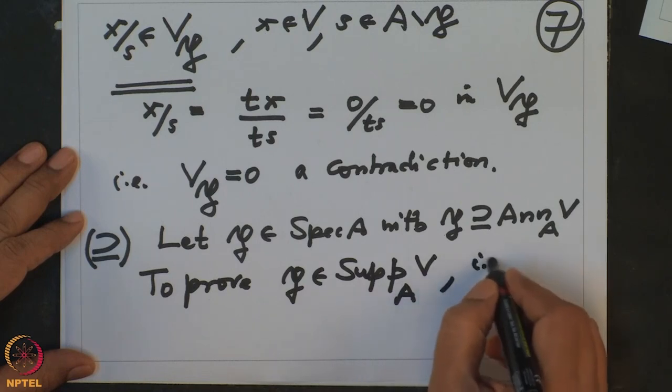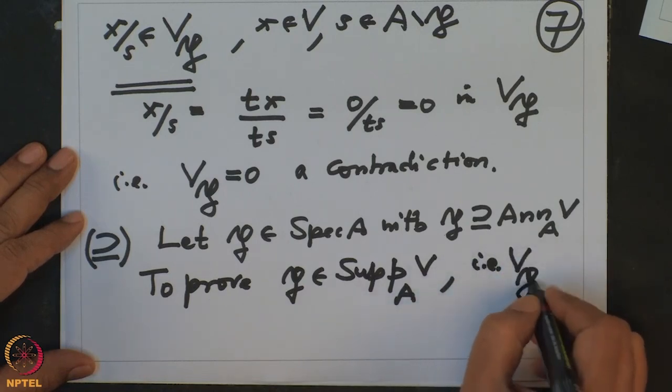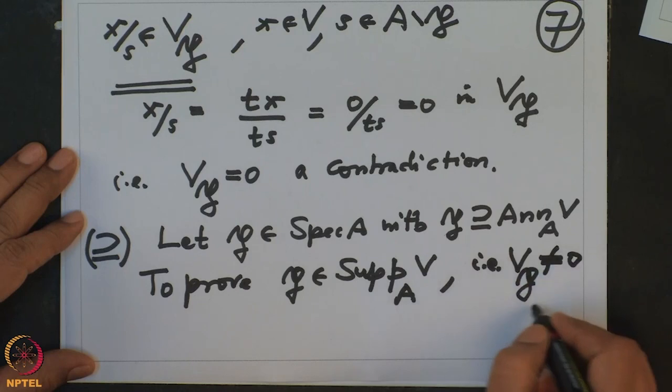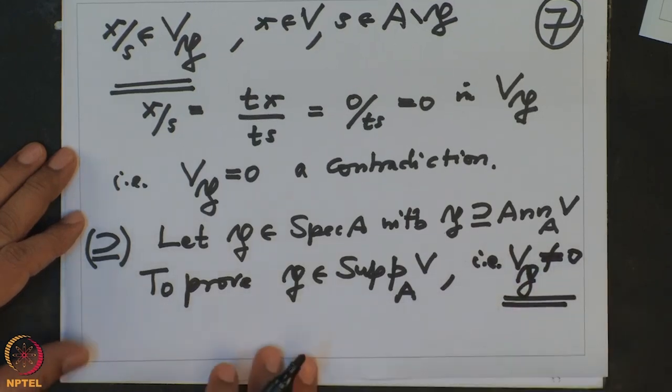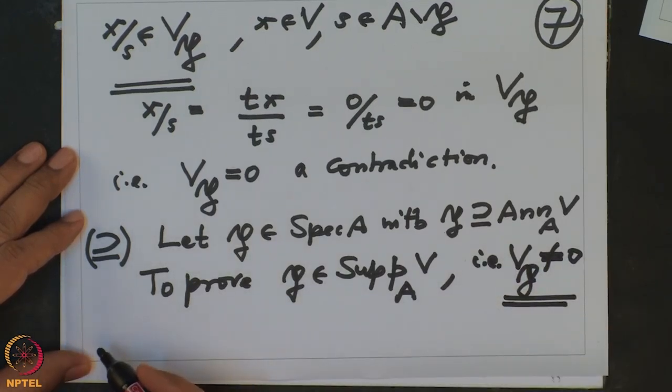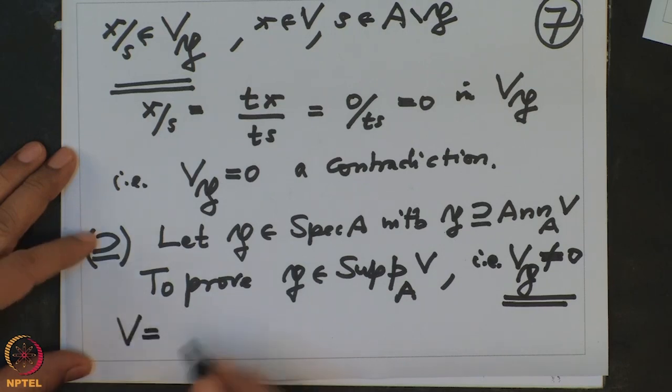That means V localized at P should be non-zero. This is what we want to prove. Alright. So now, what is the other assumption we have? We have the assumption that V is a finite module. So that means V is generated by finitely many elements.